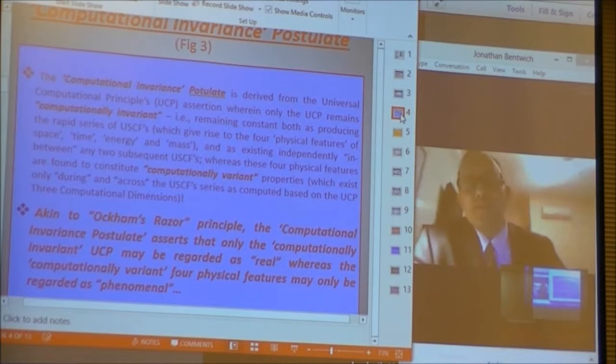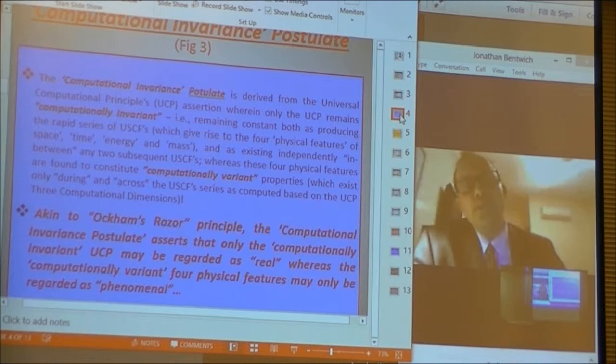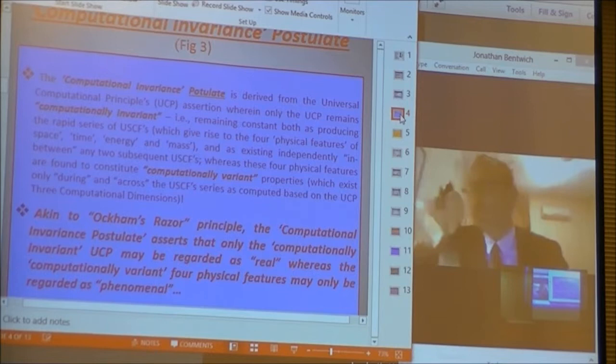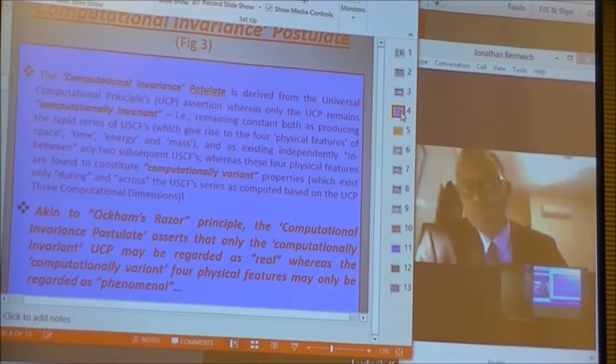And so an extension of Occam's razor principle, one may say, is that we have one computationally invariant principle, the universal computational principle, existing both in between the frames and producing the frames, giving rise to the four physical features, whereas the physical features exist only during the frames and are produced by this invariant principle. The computational invariance postulate essentially says that we should regard the physical features as phenomenal, relative to the real, invariant universal computational principle. Okay, we can go to the next one.